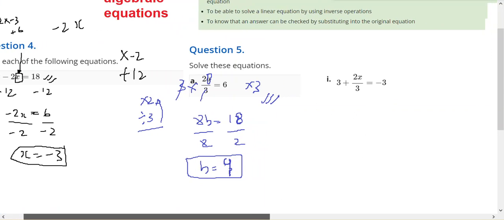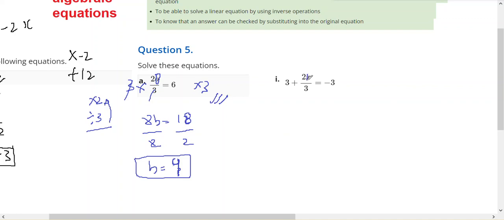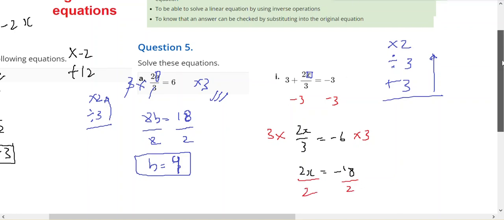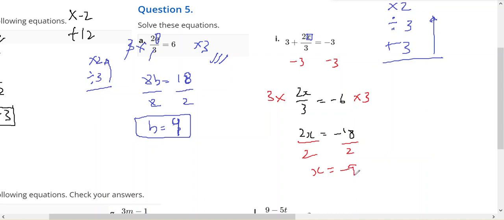Looking at example I out of 5, if I look at the x, the first thing that happened was multiplied by 2, then it was divided by 3, then 3 was added. To reverse the order, I need to minus 3 from both sides, and that would leave me with 2x on 3 equals minus 6. Now I'm going to multiply both sides by 3, and that will leave me with 2x equals -18, and then when I divide both sides by 2, I end up with x equaling -9.